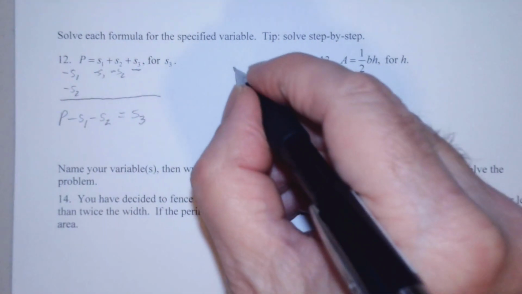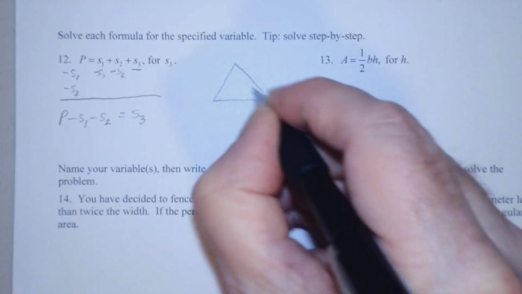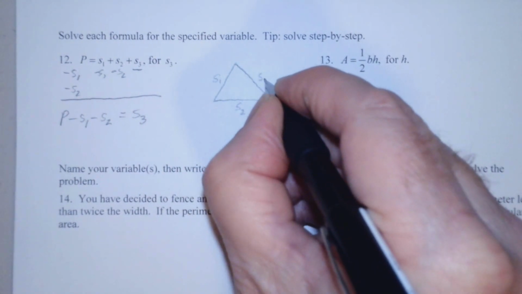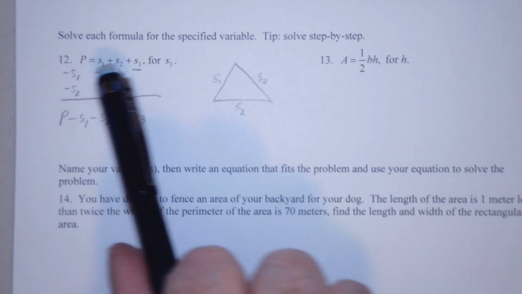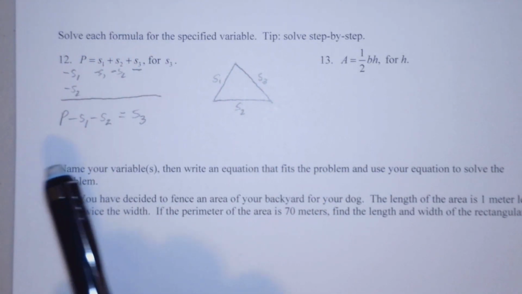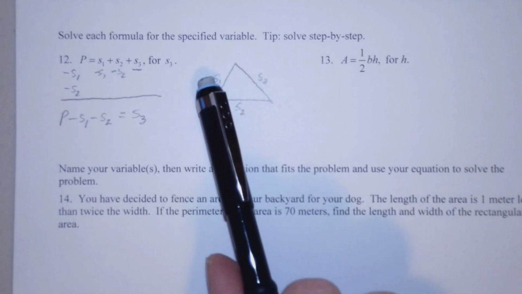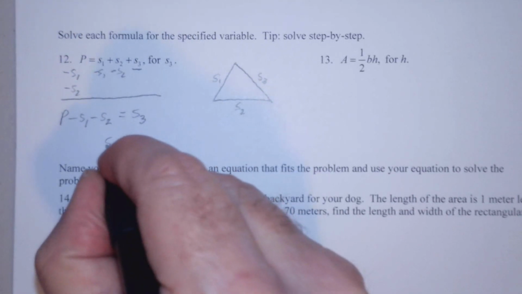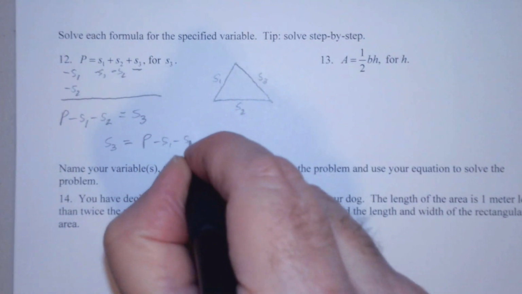By the way, this is the formula for the perimeter of a triangle. So you have three sides. And so that's how you find perimeter. You add the three sides. That's what the formula is saying. But if you know the perimeter and the first two sides, you can take the perimeter and subtract these two sides, and you get the third side. So again, if you prefer, you can put s3 on the left. It's equal to the perimeter minus s1 minus s2.